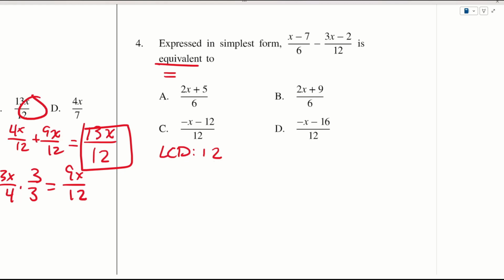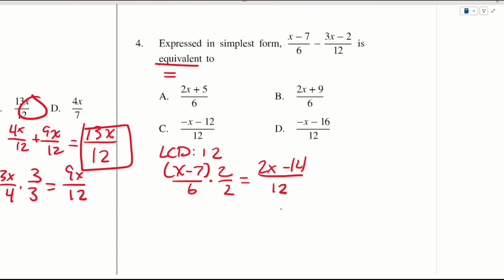So x minus 7 over 6, I want to multiply all this by 2. Remember that this is in parentheses because the variable is being subtracted by 7. So it is going to be 2 times the rest of x minus 7. It's not just 2x minus 7. The 2 is multiplying everything inside that parenthesis. We're going to get 2x minus 14 over 12.